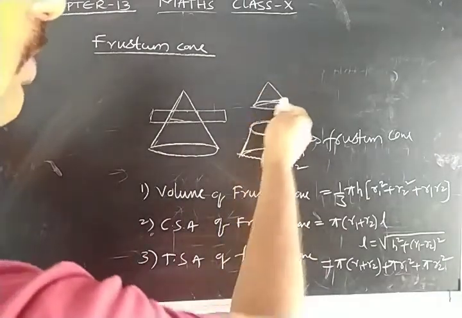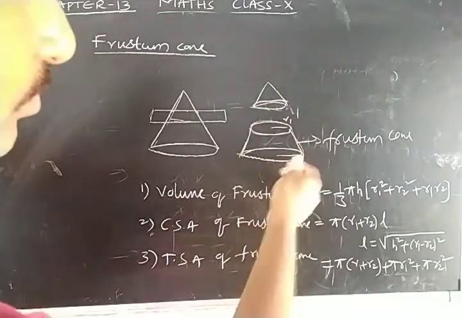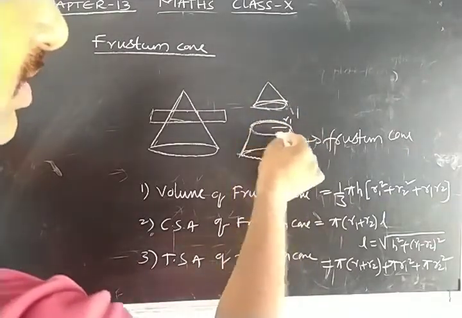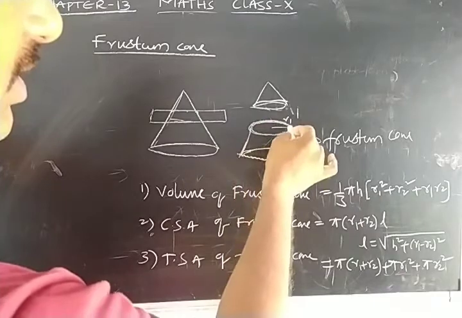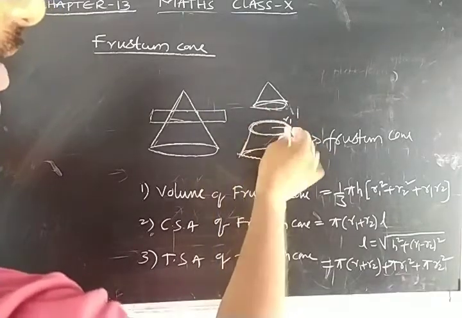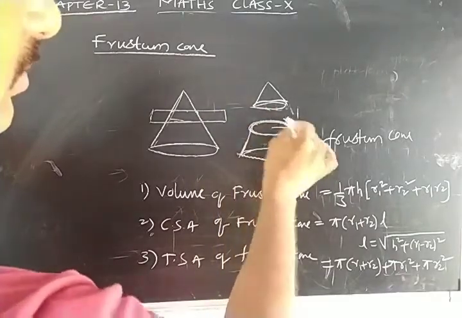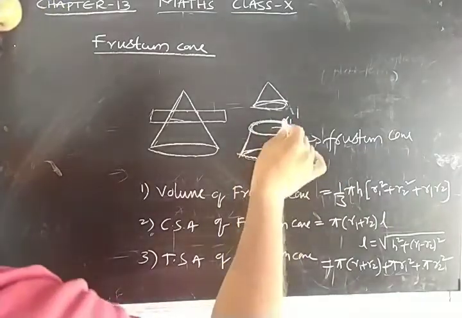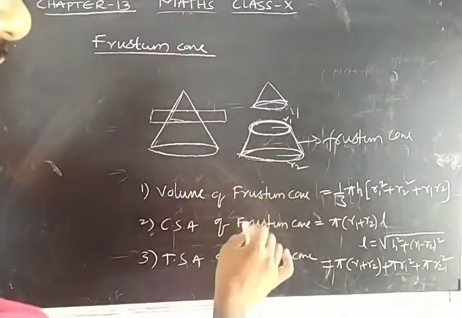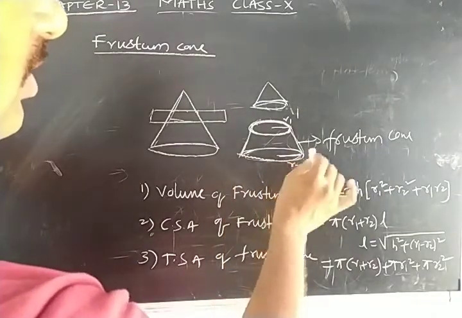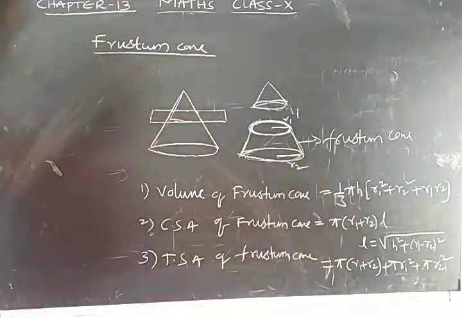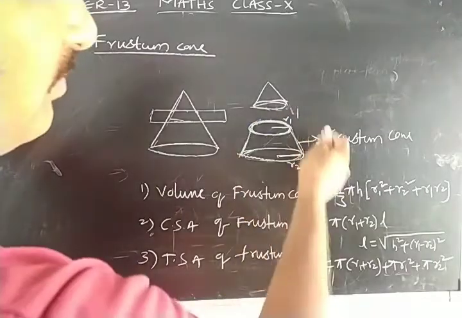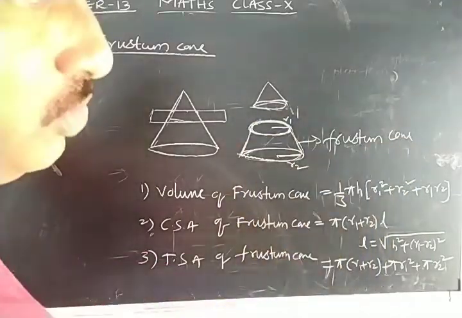One part, the smaller part, is like a cone, but the bottom part has a circle figure on the top of this piece, and below also we have a circle. For the upper circle R1 is the radius, and for the bottom face we have the radius R2. So this figure is known as a frustum cone.